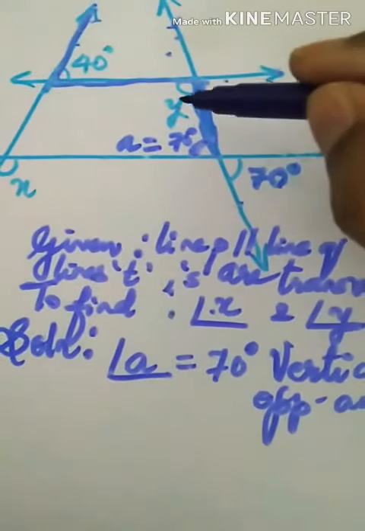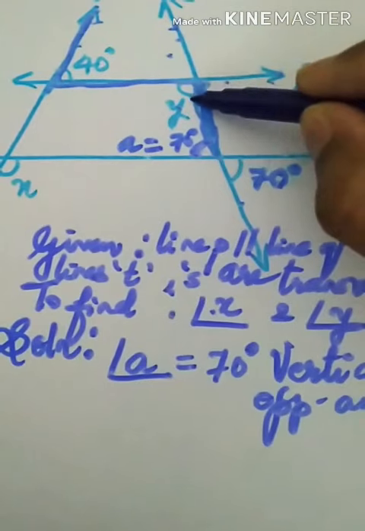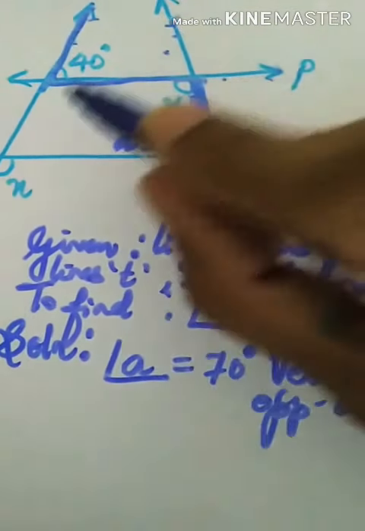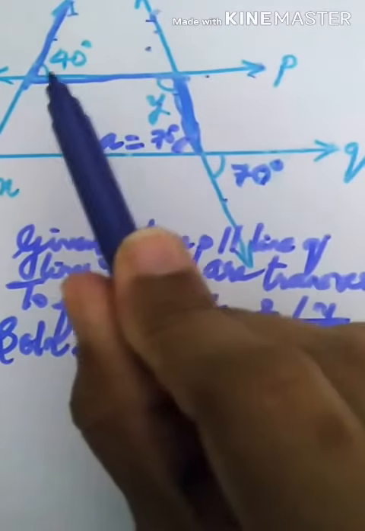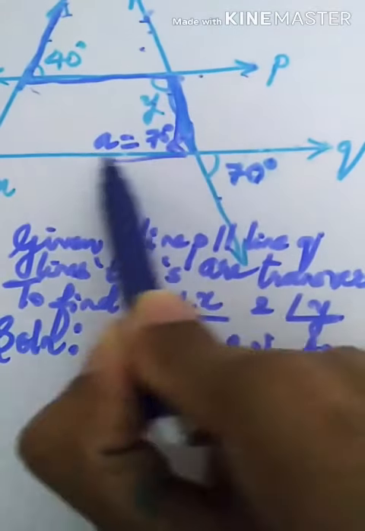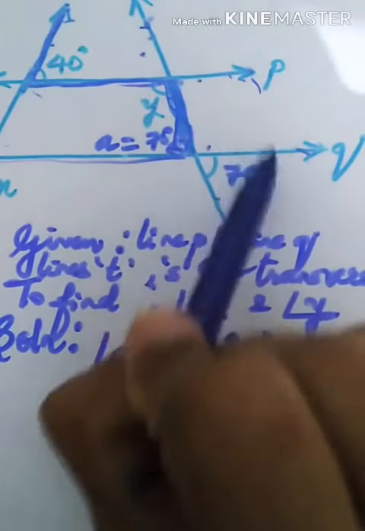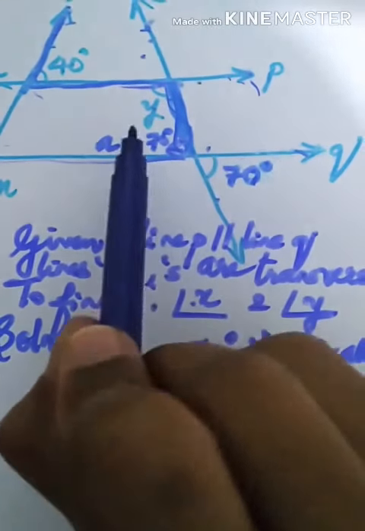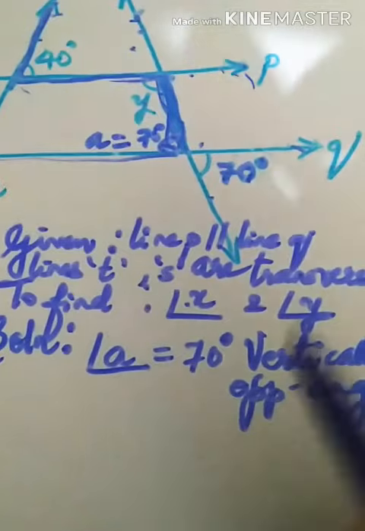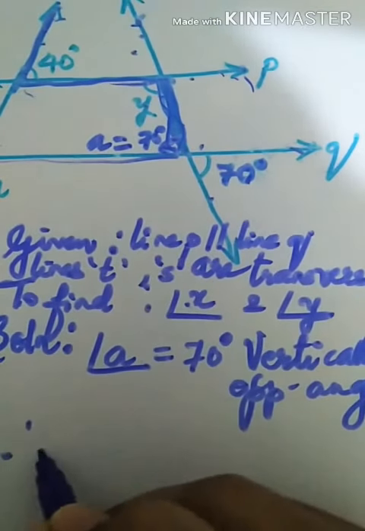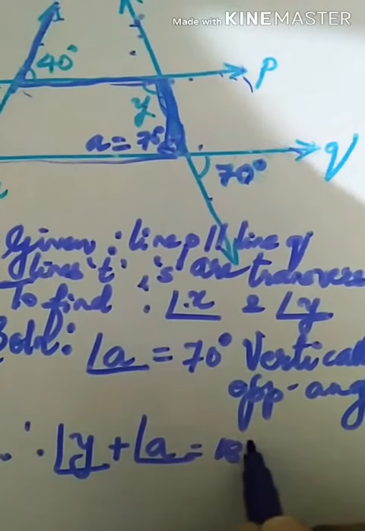Now consider angle Y and this angle 70. What is the relation between angle Y and angle A? Both these form a C shape, no? They are interior angles, and these two interior angles are on lines P and Q, and P and Q are parallel. So interior angles will be supplementary. We have already written line P parallel to line Q, so no need of writing it again. Directly we will write, therefore, angle Y plus angle A equal to 180 degree.